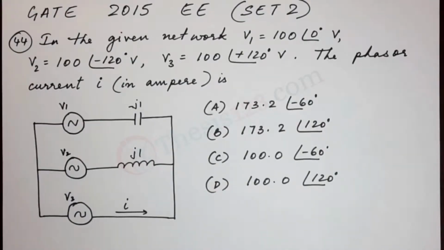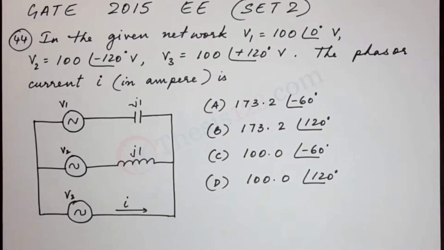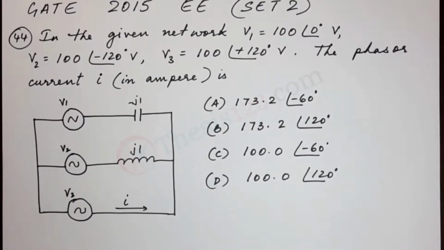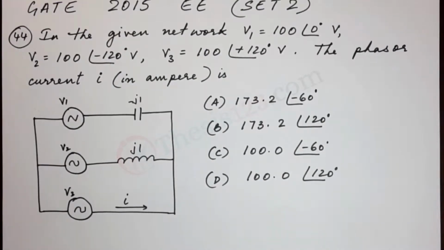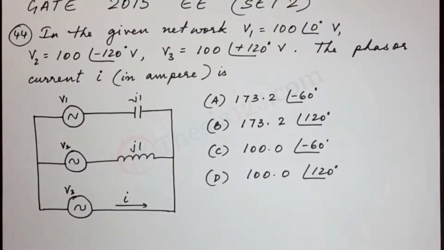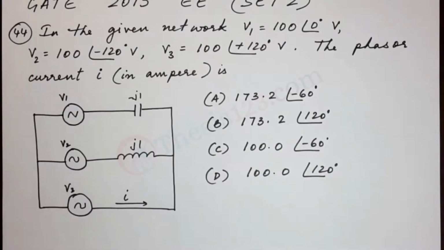Next question, number 44. In the given network, V1 equals 100 angle 0, V2 equals 100 angle minus 120, and V3 equals 100 angle plus 120. The phasor current I in ampere is, we have our four options.